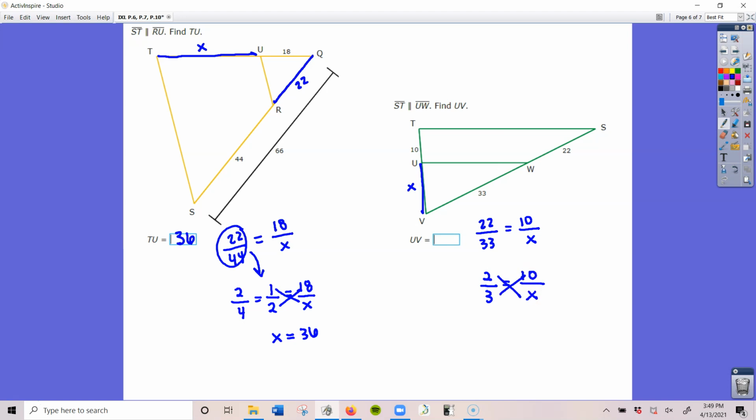Now I cross multiply. So I get 2 times x, which is 2x, is going to equal 3 times 10, which is 30. Divide the 2 to both sides. I get that x is equal to 15, which is UV. So 15.